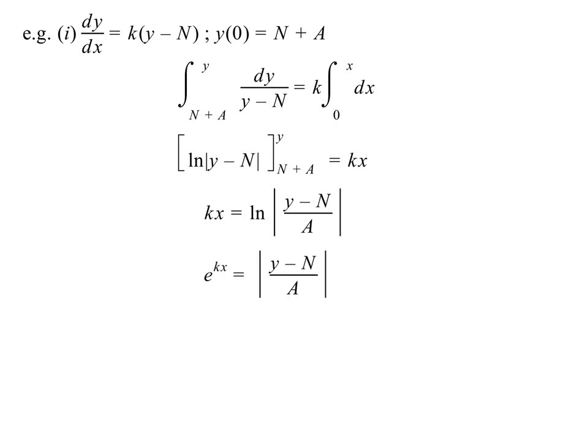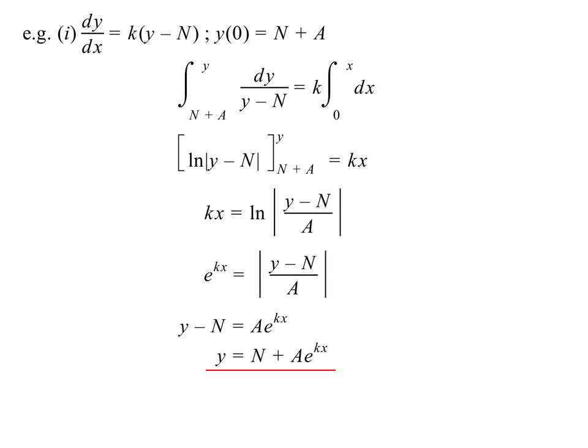Okay, undo the log, e to the power of kx is now that expression, which means y minus n is equal to ae to the kx. Again, I didn't worry about going plus or minus, because a is a constant. E could be plus, it could be minus, who knows. Moving the n over the other side, we get this.